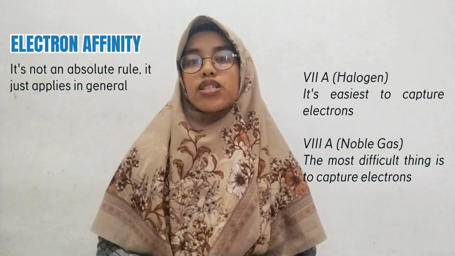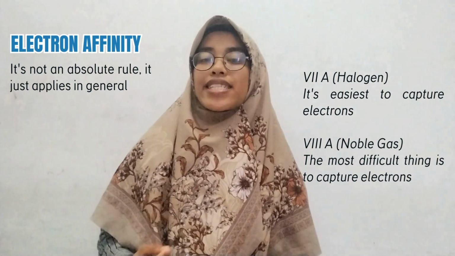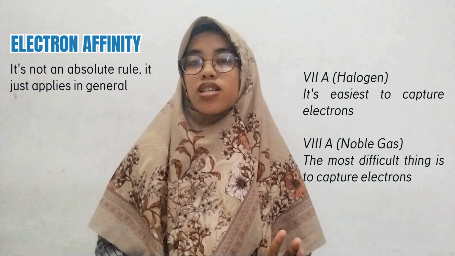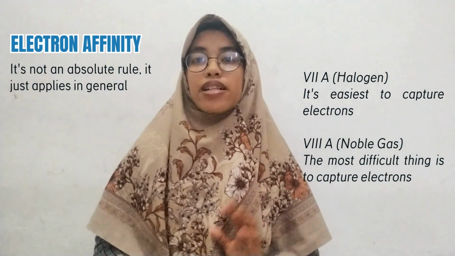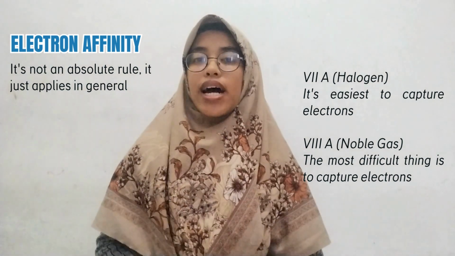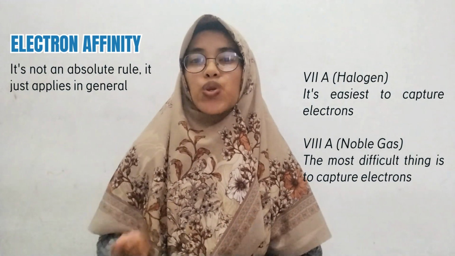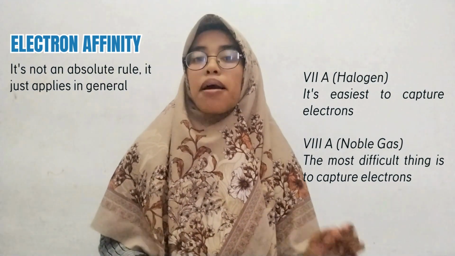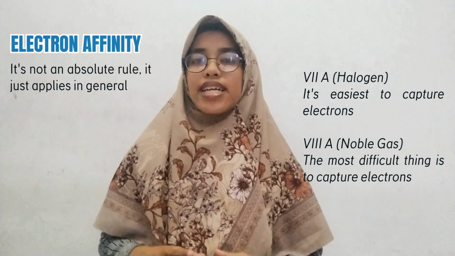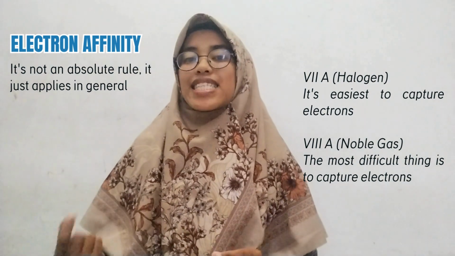Why? Because to achieve stability, group 7A only needs one more electron to reach group 8A, or what we call the noble gases. Meanwhile, the elements that are most difficult to capture electrons are group 8A, because as we know, the electron configuration in their subshell is the most stable.